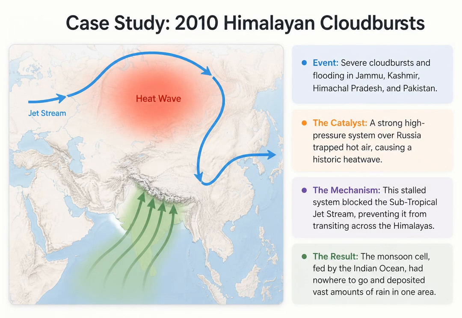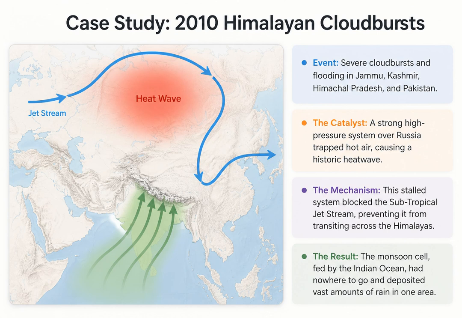That year, a massive high-pressure system stalled over Russia, creating a historic heat wave. This static block of hot air acted like a boulder in a river, forcing the subtropical jet stream to meander wildly off its normal path. Because the jet stream was stalled, it couldn't transit across the Himalayas as it normally would.